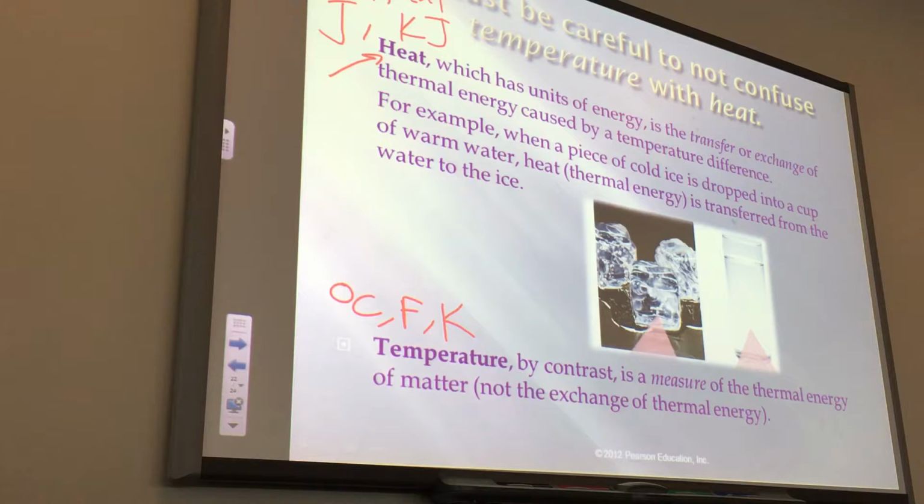So heat always goes from an area of high heat to an area of low heat. Coolness is never transferred. Just like water always goes down the hill, you never see water going in the other direction. Alright, so that's our differences between heat and temperature.